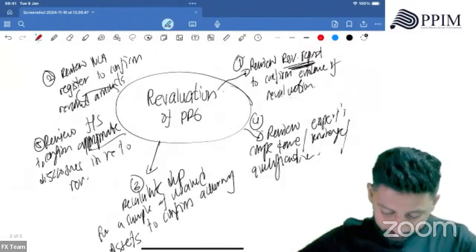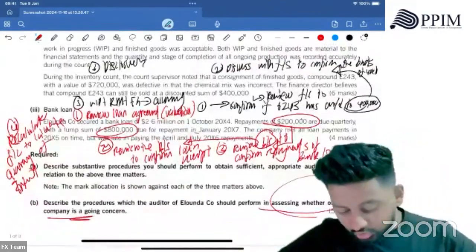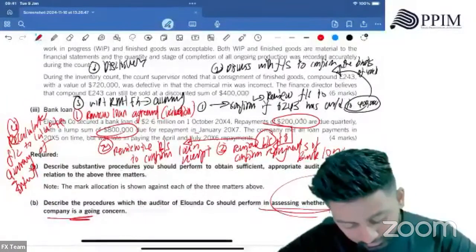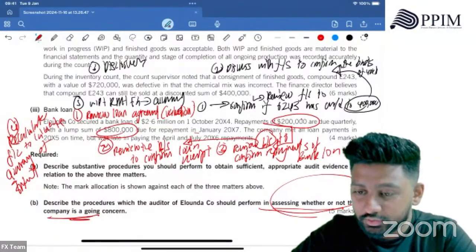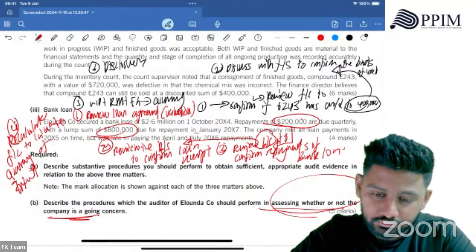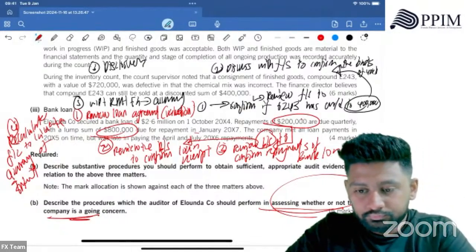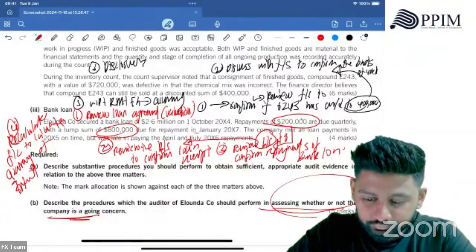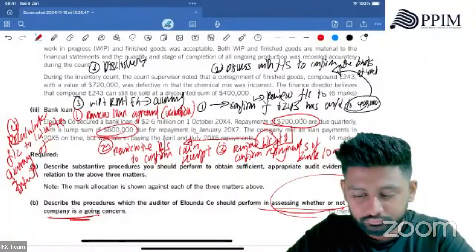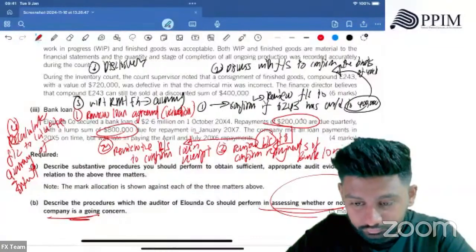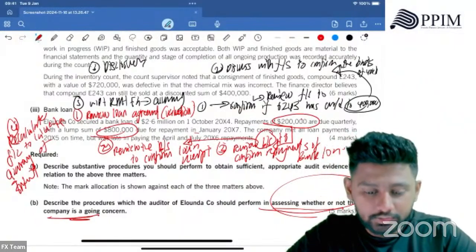Okay, now let's come back. Describe procedures which the auditor of L&O Co should perform in assessing whether or not the company is a going concern. Take about 2 to 3 minutes and try to answer it. What can you do? Think about it.